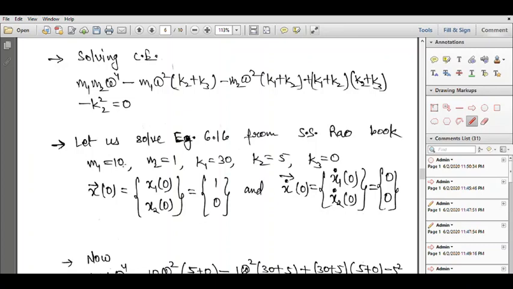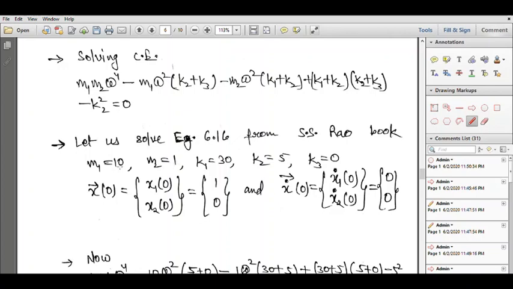m1 is equal to 10, m2 is equal to k, k1 is equal to 30, k2 is equal to 5, k3 is equal to 0. Remember, I have not written the units of mass or the stiffness. Why have I not written them? Because the terms are relative to each other. If I'm talking about two masses, m1 and m2, they are relative to each other. If the unit of the mass is kg, then m1 is 10 kg, m2 is relatively 1 kg.